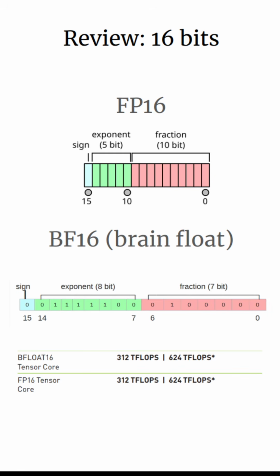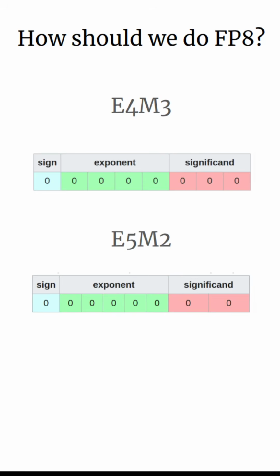In the recent generation of GPUs, starting with the H100, researchers have begun to explore even lower precision in the pursuit of higher throughput. This gives us formats for FP8. There are different formats that researchers have experimented with, such as E4M3, which uses 4 bits for the exponent and 3 for the mantissa, as well as E5M2.